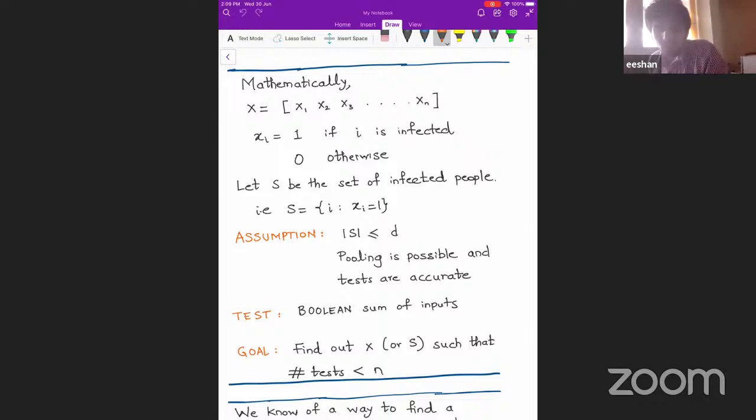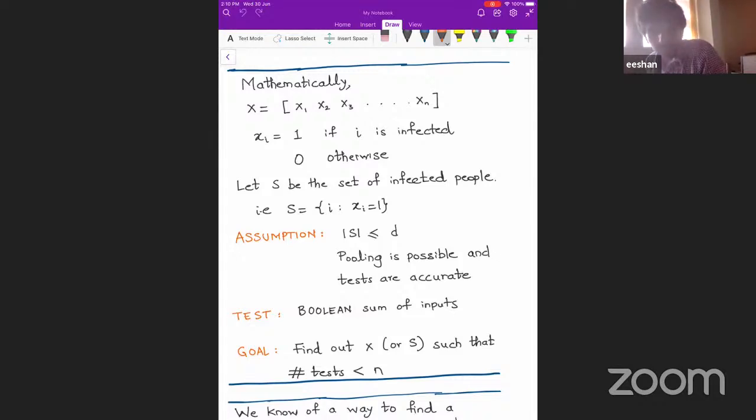You can think of D by n as the positivity rate that we are seeing at the moment. The minor assumptions we make are that pooling is possible and tests are accurate. In some classes of problems pooling might not be possible, since it depends on the kind of infrastructure you have for testing. That's fine. So mainly, the size of S is less than or equal to D.